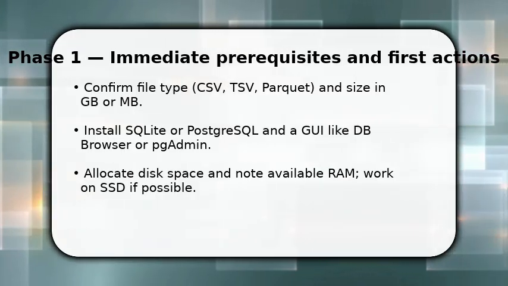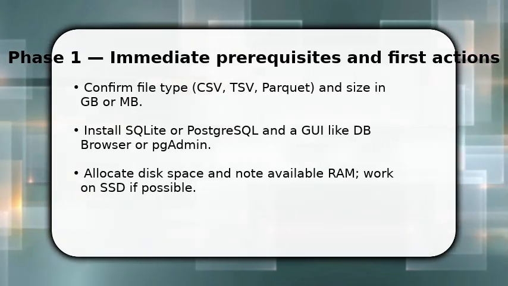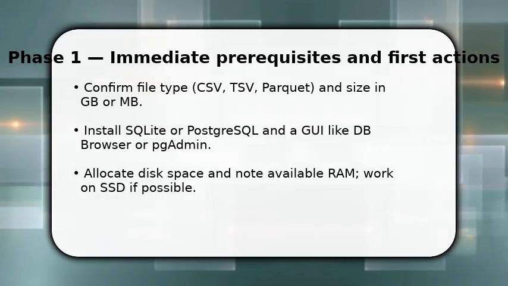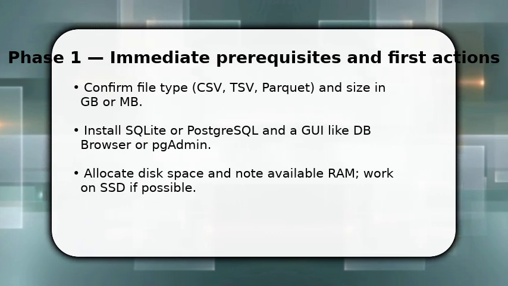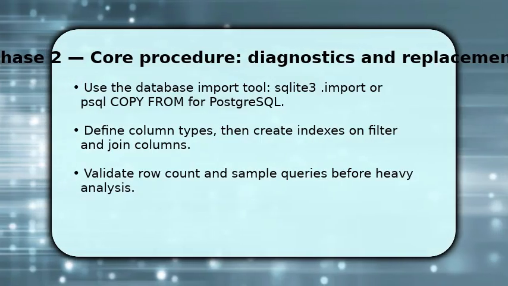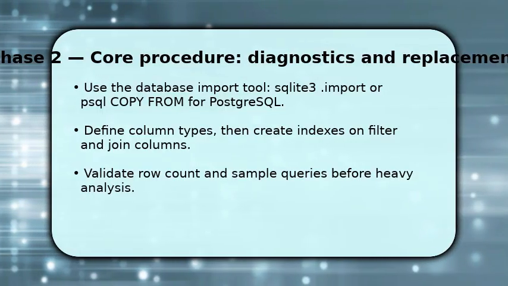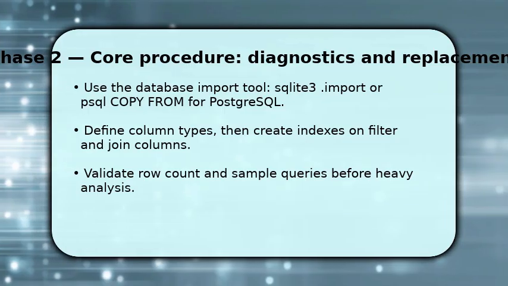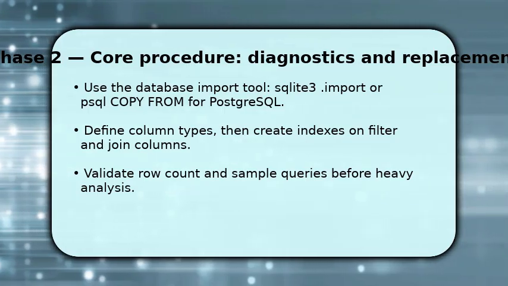Next, create a new database file on an SSD and ensure disk space exceeds the dataset size. This prevents import failures. Now you're ready to run the first import command. You import the CSV using the database's bulk loader, SQLite3 .import or PostgreSQL COPY. These stream data without loading everything into memory.